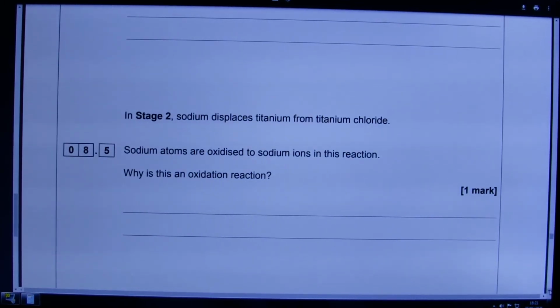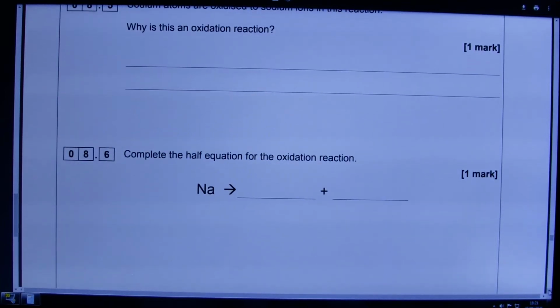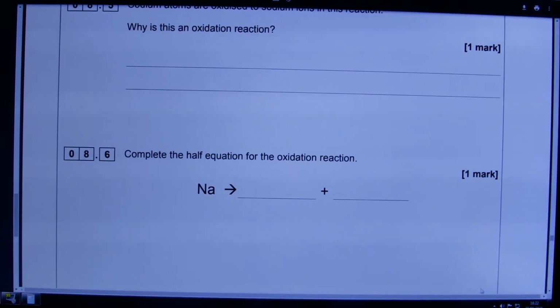Sodium displaces titanium from titanium chloride. Sodium atoms are oxidized to sodium ions in this reaction. Why is this an oxidation reaction? Because they go from neutral to +1 charge, which is an increase in charge, which is oxidation. Half equation for the oxidation reaction: Na arrow Na+ plus 1 electron, 1 little e minus.